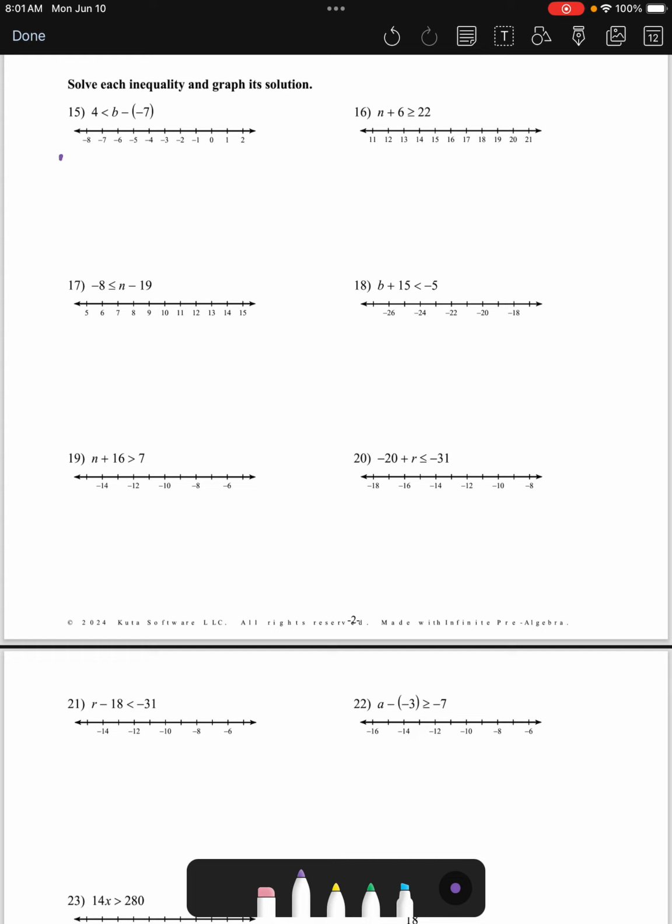Number 15, we have 4 is less than b minus negative 7. This problem needs rewritten because it has minus negative in it. So remember, you've heard me say this several times this year, b minus negative 7. Anytime minus and negative are right beside each other when you say something out loud, we can replace the entire minus negative phrase with plus. So instead of b minus negative 7, it becomes b plus 7. Now, this is a one-step inequality. How do we solve it? We have to subtract 7 from each side. That gets us negative 3 is less than b.